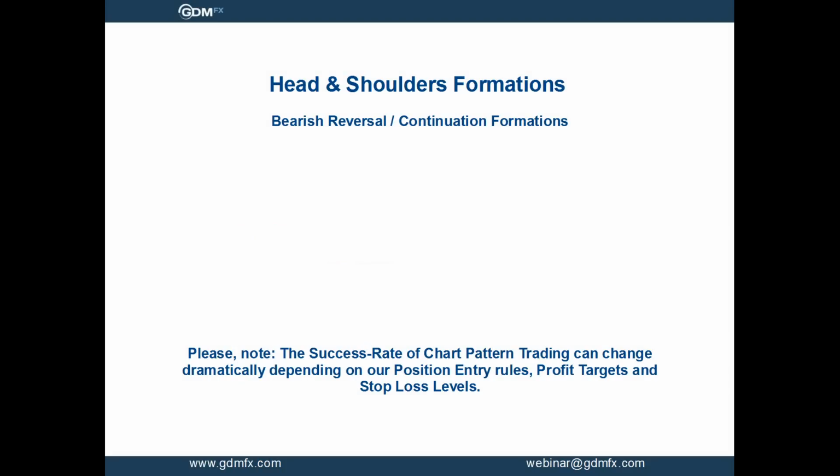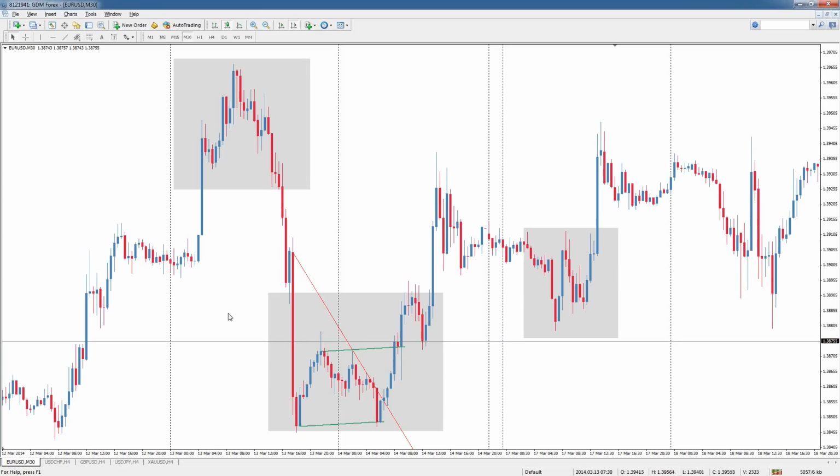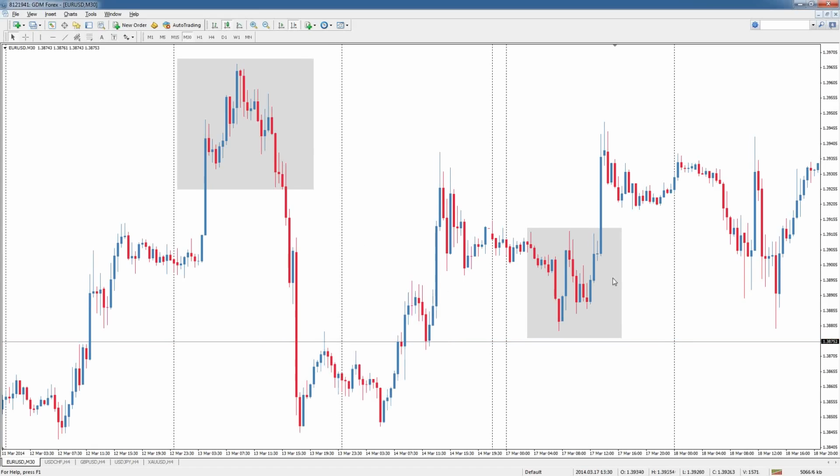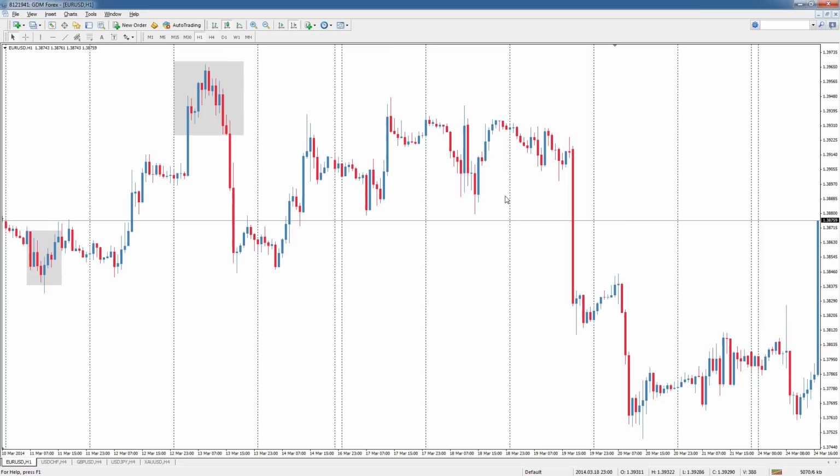Okay, so let's move back to the MetaTrader real quick, and we'll be able to search for a few head and shoulder formations. There we go. Excellent. Let me just remove a few things that we placed on the screen. There we go. Okay, excellent.